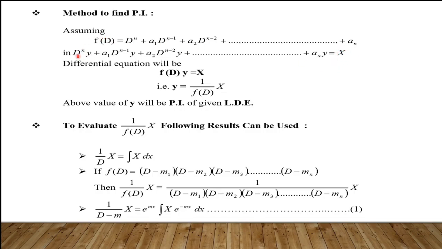In general, after taking out y common, the LHS remains in the form of D to the power n, D to the power n minus 1, D to the power n minus 2, and so on. I term it f of D. It is a function containing the operator D. So the particular integral will be 1 upon f of D multiplied by X. What is this capital X representing? Capital X represents the RHS of the differential equation.